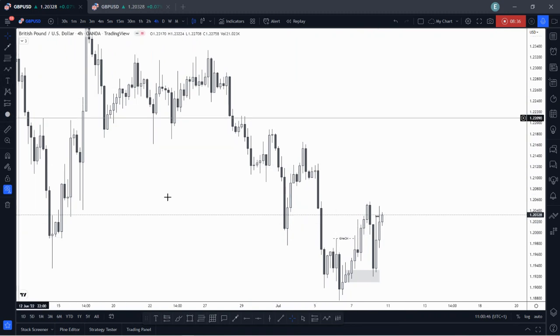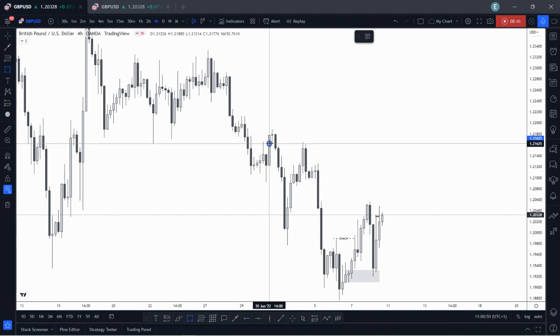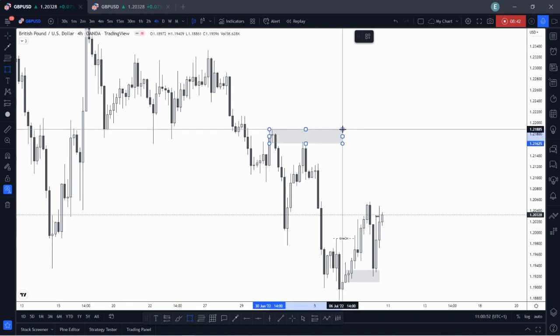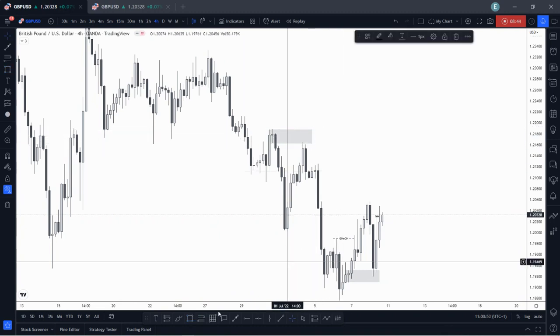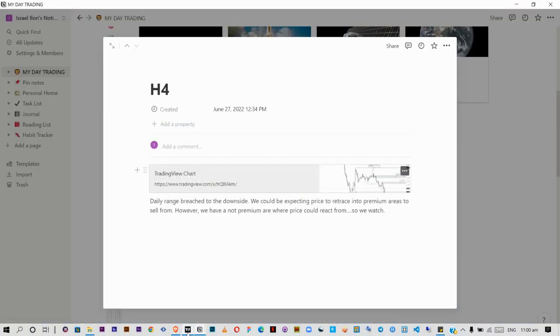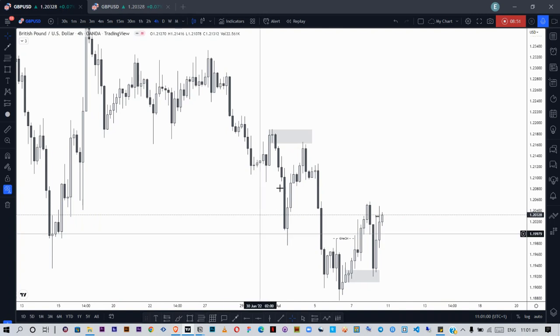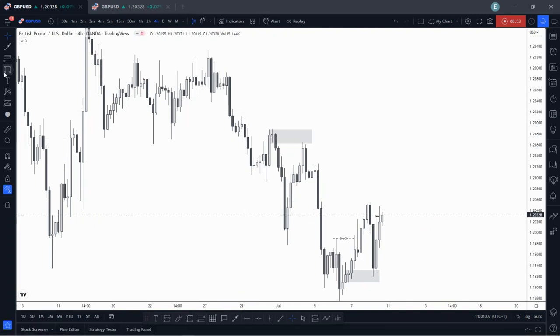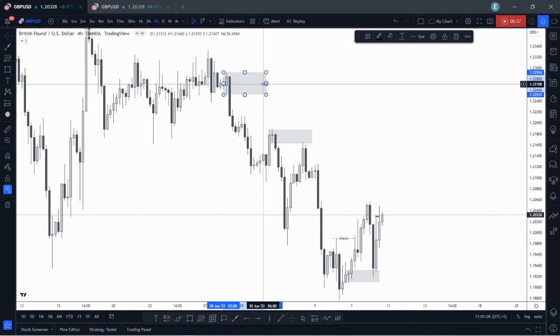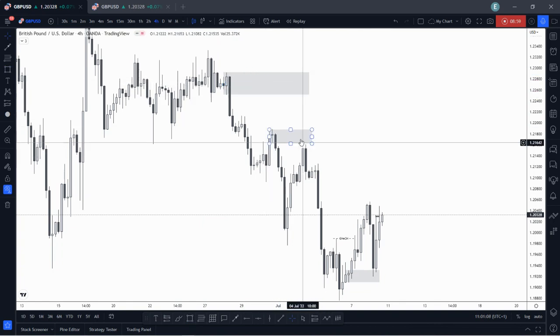So these were the two other blocks I had marked out, if I'm not mistaken. I think I had this one marked out. This was the one I referred to as not premium. Let's refer back to the screenshot. Yeah, so this was the one. While this was the one I was really expecting to hold, unfortunately, the market did not come into this premium one. It was this one.